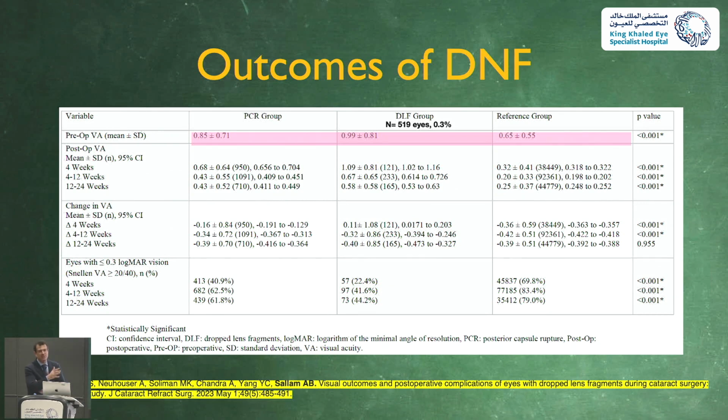One group was a posterior capsule rupture only, no dropped nucleus. The other one was dropped nucleus, and the last one was routine cases. And we found that preoperatively, maybe a little bit more bias towards the cases that are complicated having a worse vision, which again, we know that advanced cataract is one of the risk factors of posterior capsule rupture.